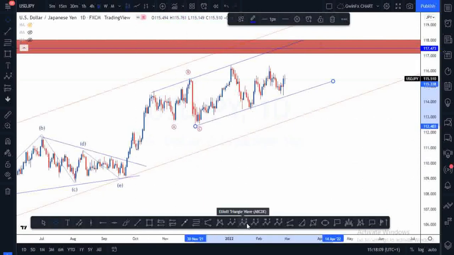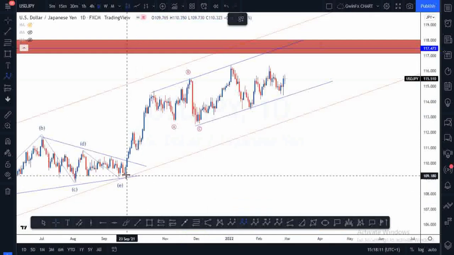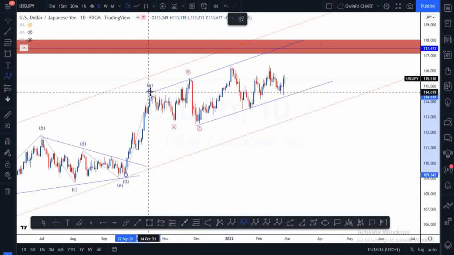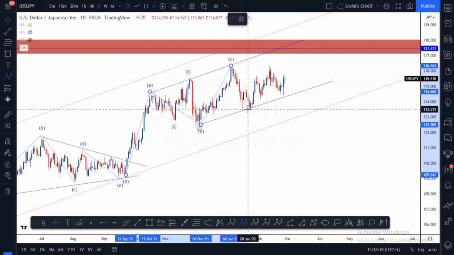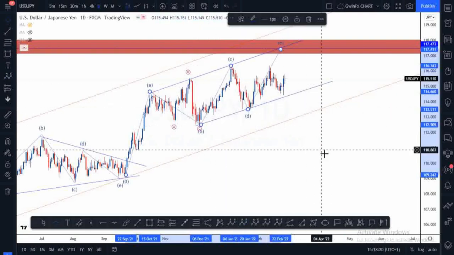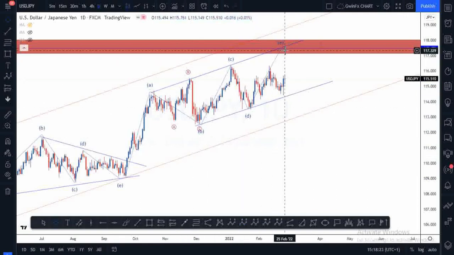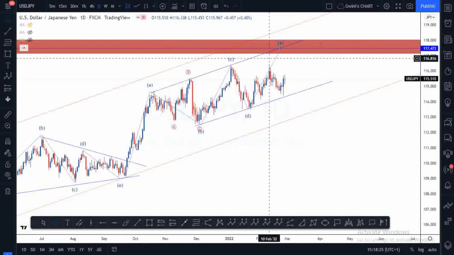Let's just go put that out for you guys that know this. I'm going to put this as my A leg, this as my B leg, this as my C leg, my D leg. So what I'm working on is an E leg right here. This is the structure I'm looking at for a possible ending diagonal.